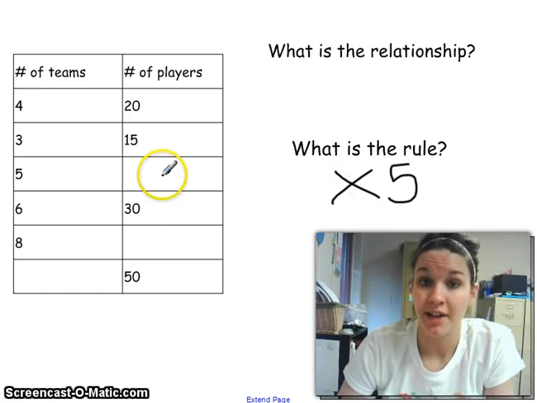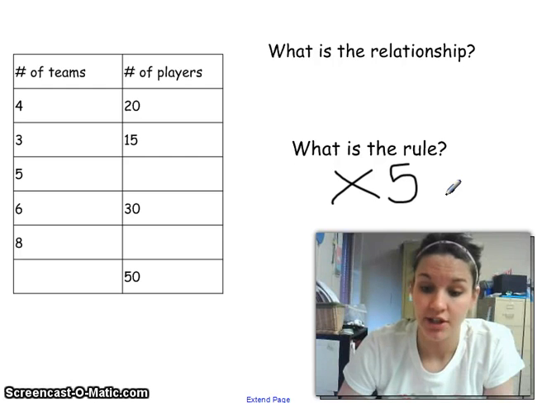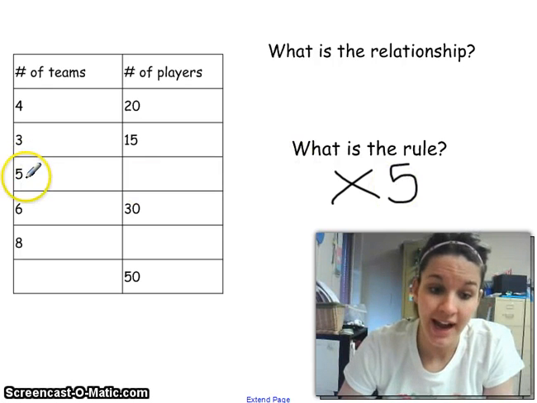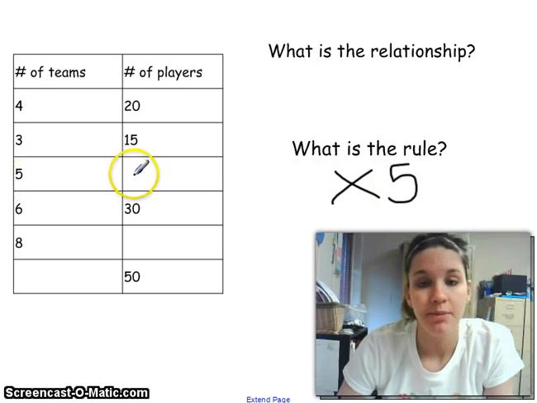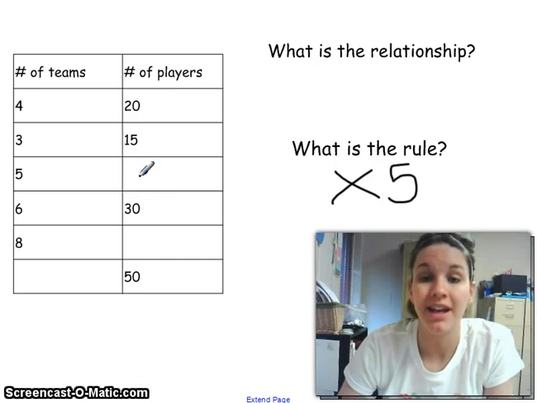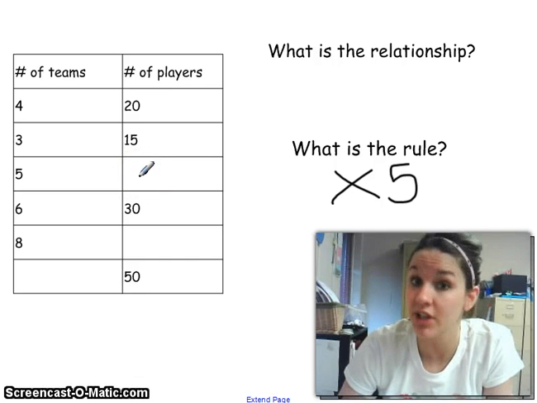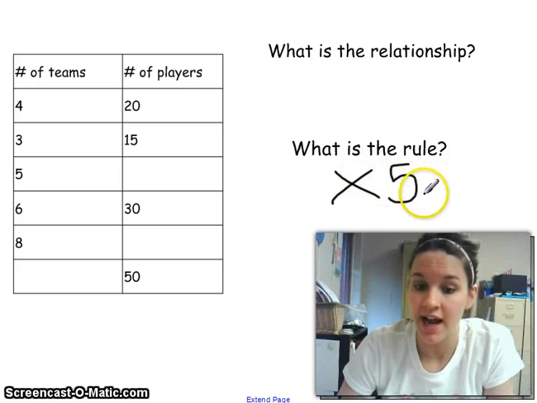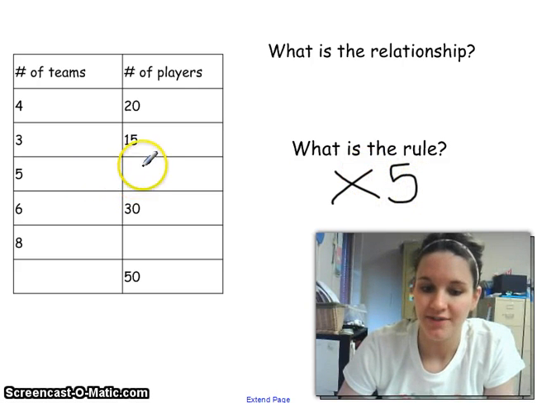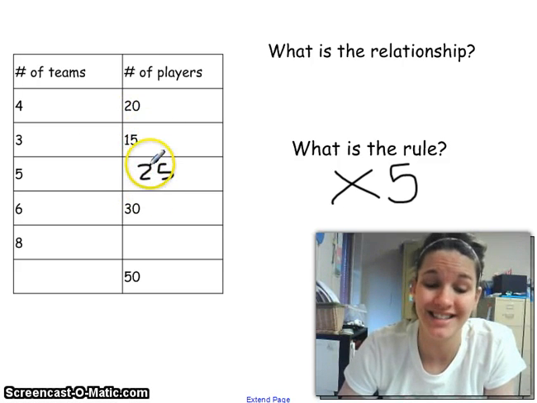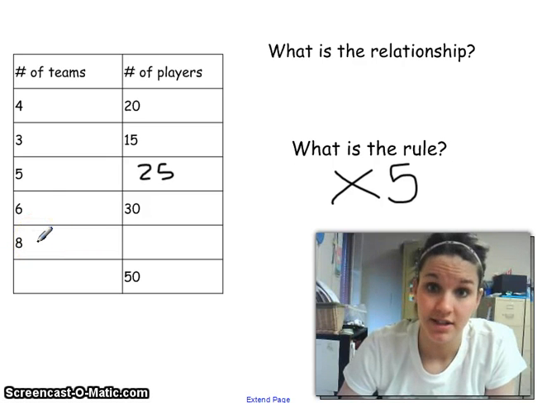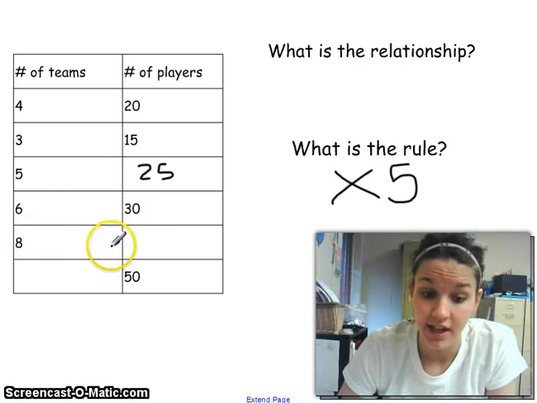Now I have to go back and fill in the blanks on this table. And it's going to be much easier because I know the rule. So if I have 5 teams, how many players am I going to have? Because of that consistent mathematical relationship that I found of times 5, I know 5 times 5 gives me 25. That still fits. This makes this table consistent. 8 teams. I'm going to do the same thing, times 5. 8 times 5 I know is 40.